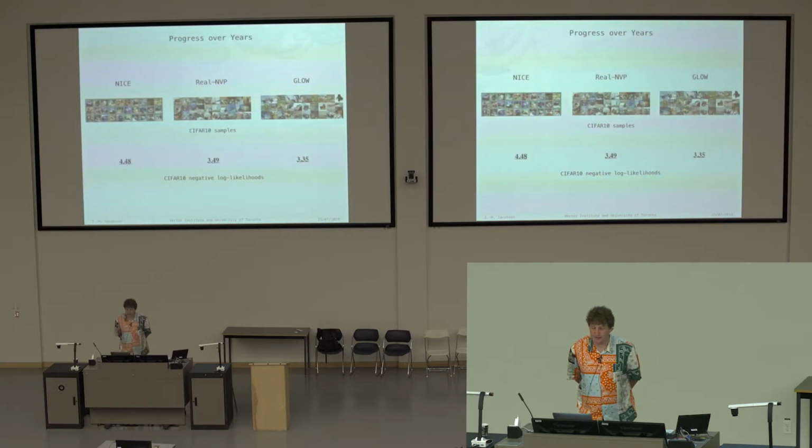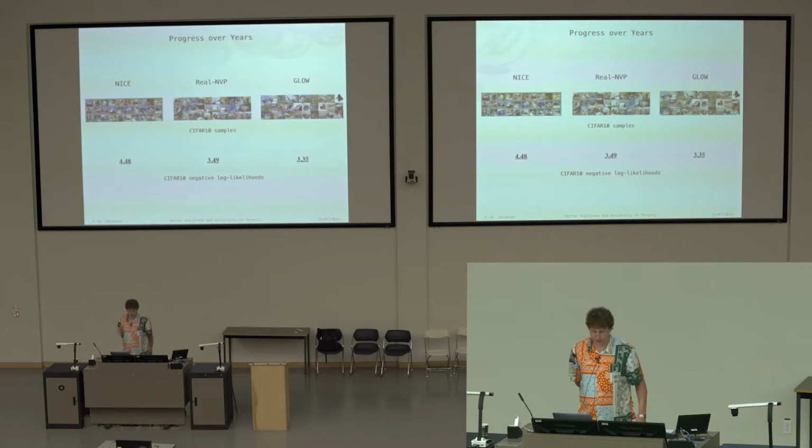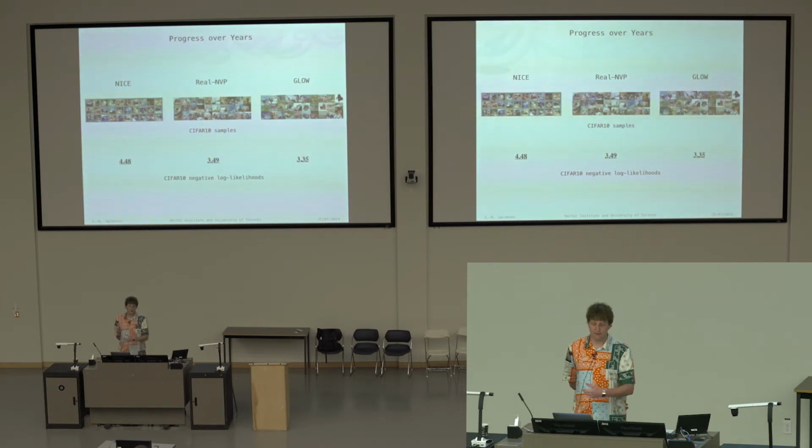Here we can see again some improvement. These are CIFAR-10 samples. The NICE samples are from 2014, and the negative log likelihood is 4.48. RealNVP already has much nicer samples and a much better likelihood. And then GLOW improves upon that even further. So GLOW is now one of the most widely used flow models.